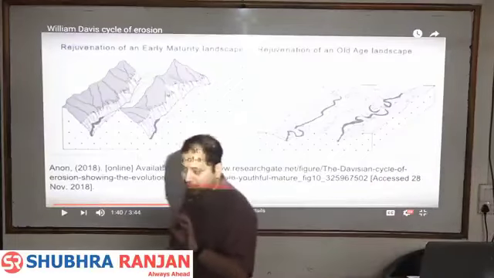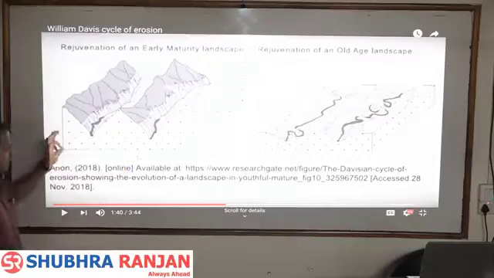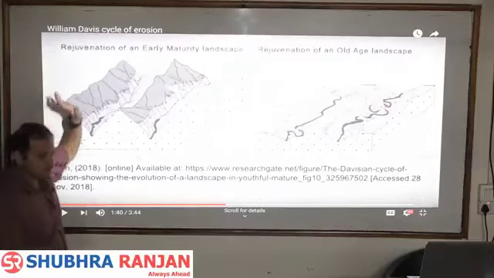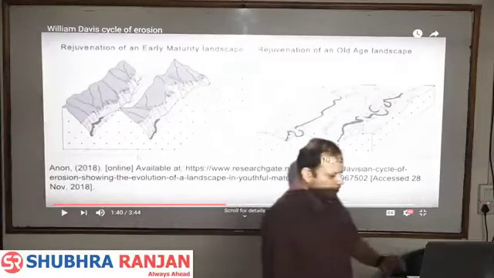The cyclical concept of the cycles of erosion, ये जो है, which you are studying, the cyclical concept. In the cyclical concept, one geographical cycle is completed, and after the completion of one geographical cycle, a new geographical cycle can start, and that is what is known as rejuvenation of a landform.